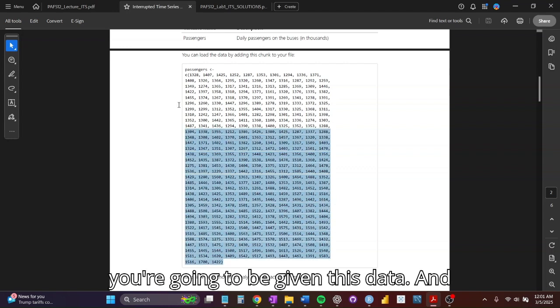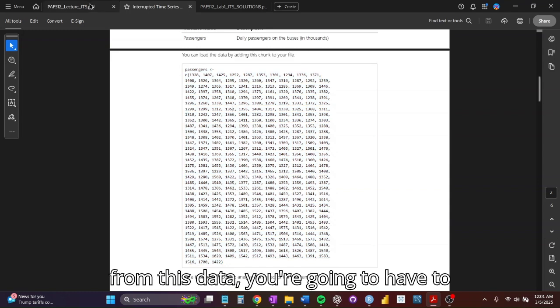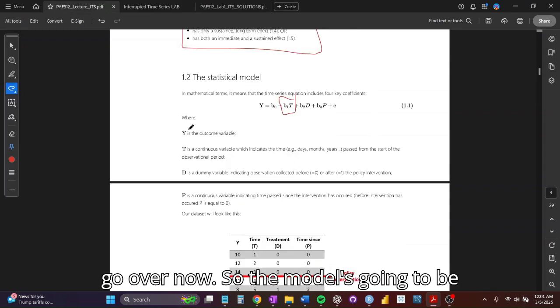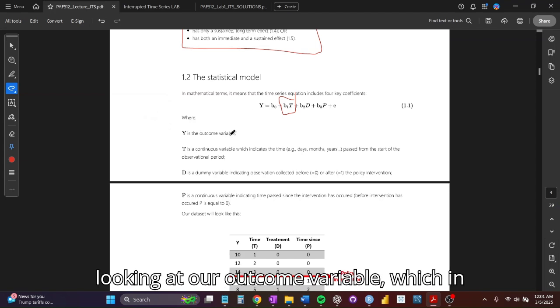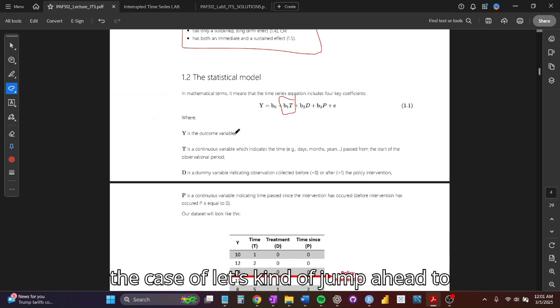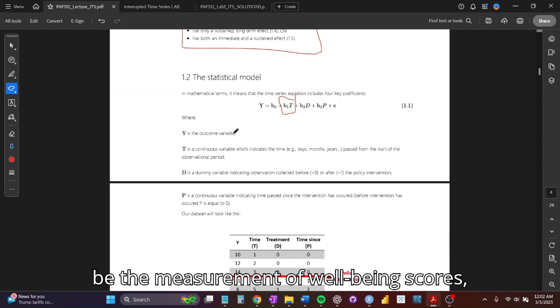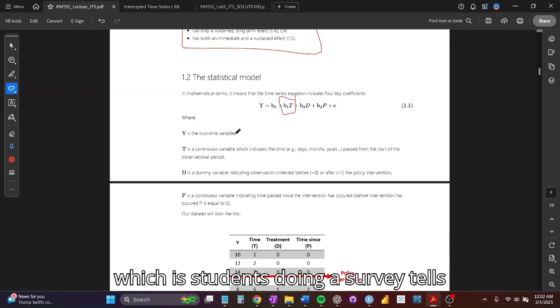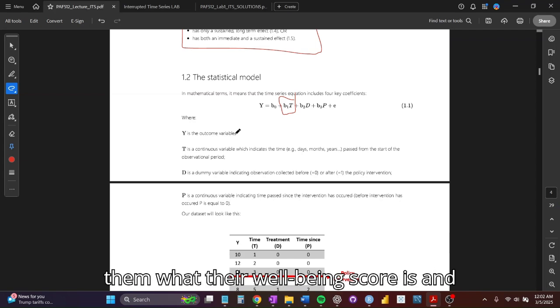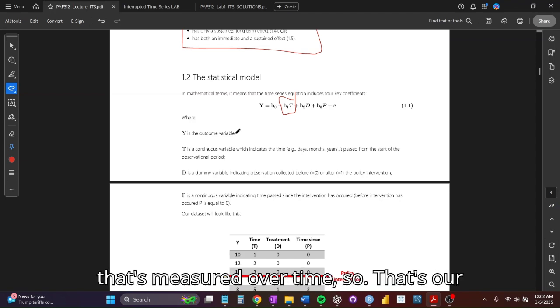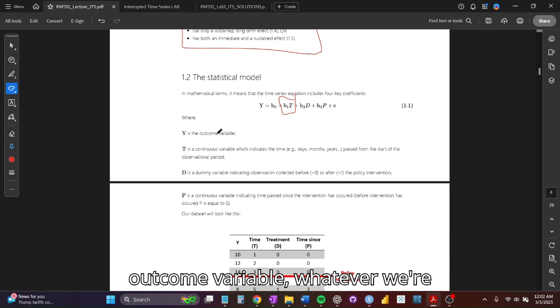But ultimately, you're going to be given this data. And from this data, you're going to have to create additional variables, which we'll go over now. So the model is going to be looking at our outcome variable, which, let's jump ahead to the well-being example, is going to be the measurement of well-being scores, which is students doing a survey that tells them what their well-being score is, and that's measured over time. So that's our outcome variable, whatever we're measuring.